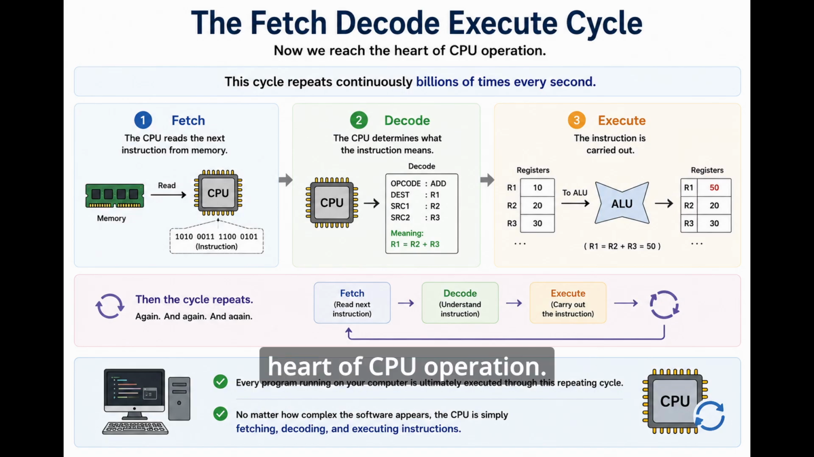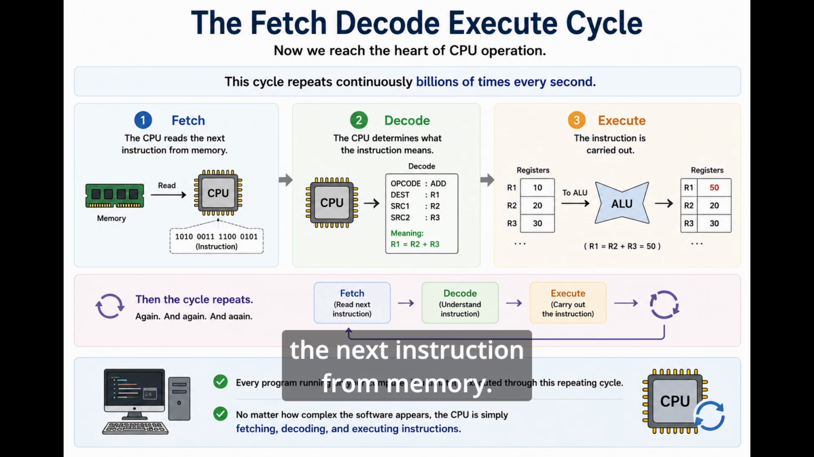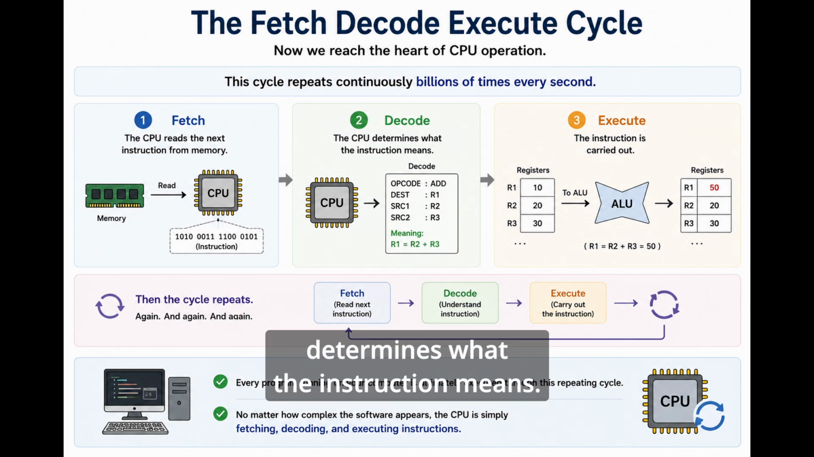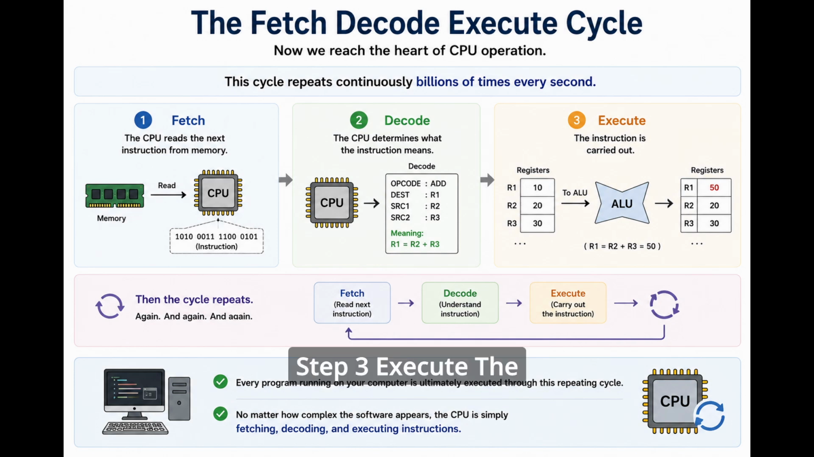Now we reach the heart of CPU operation. The Fetch Decode Execute cycle. This cycle repeats continuously billions of times every second. Step 1. Fetch. The CPU reads the next instruction from memory. Step 2. Decode. The CPU determines what the instruction means. Step 3. Execute. The instruction is carried out.